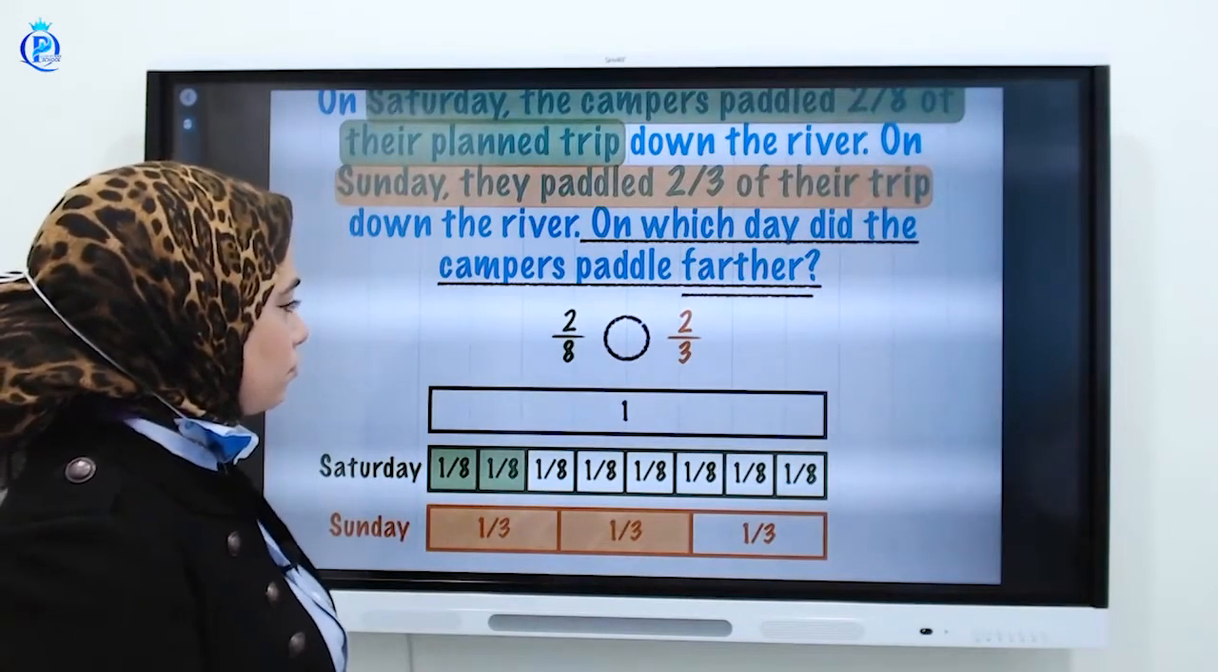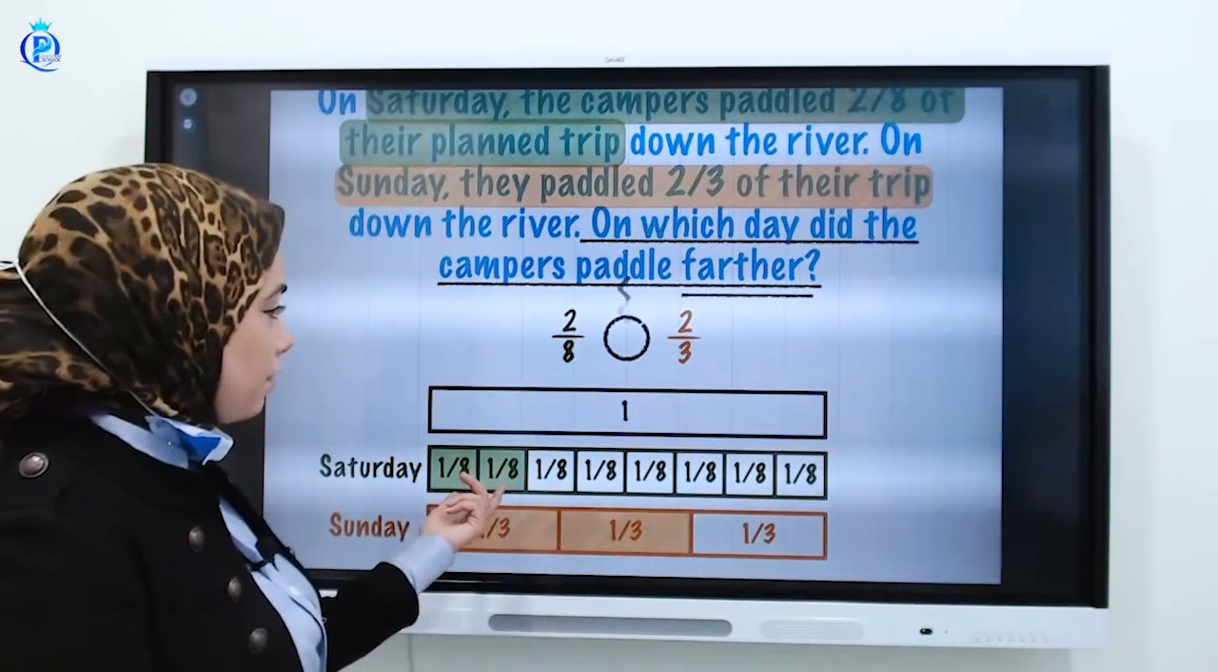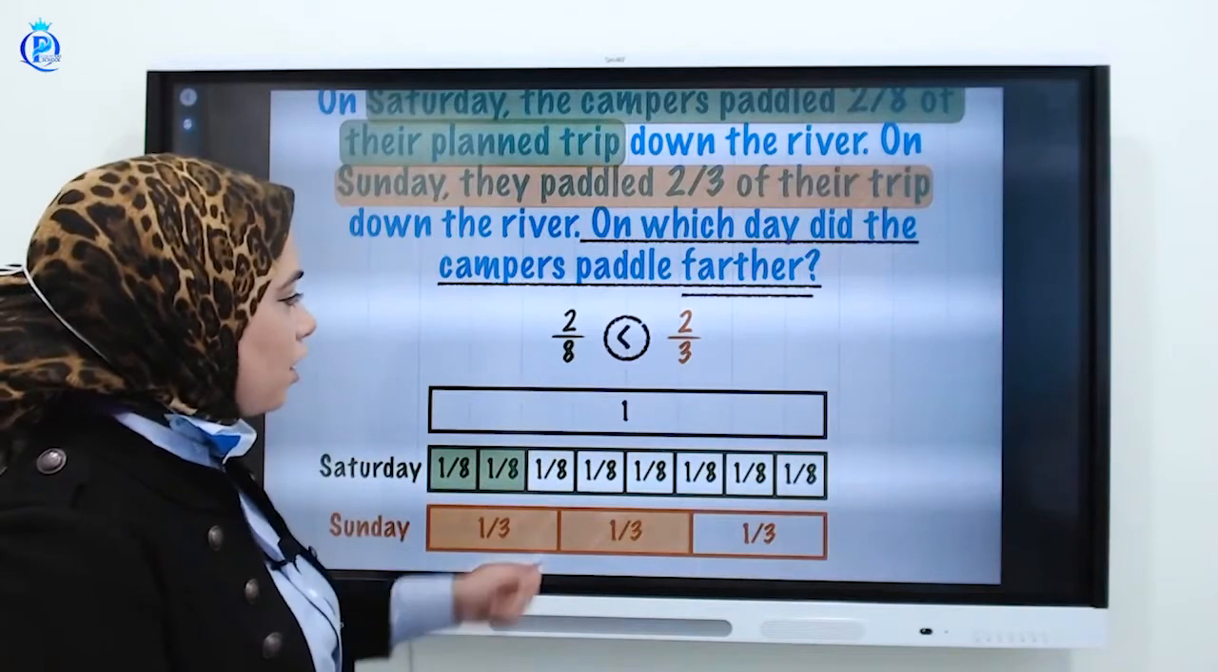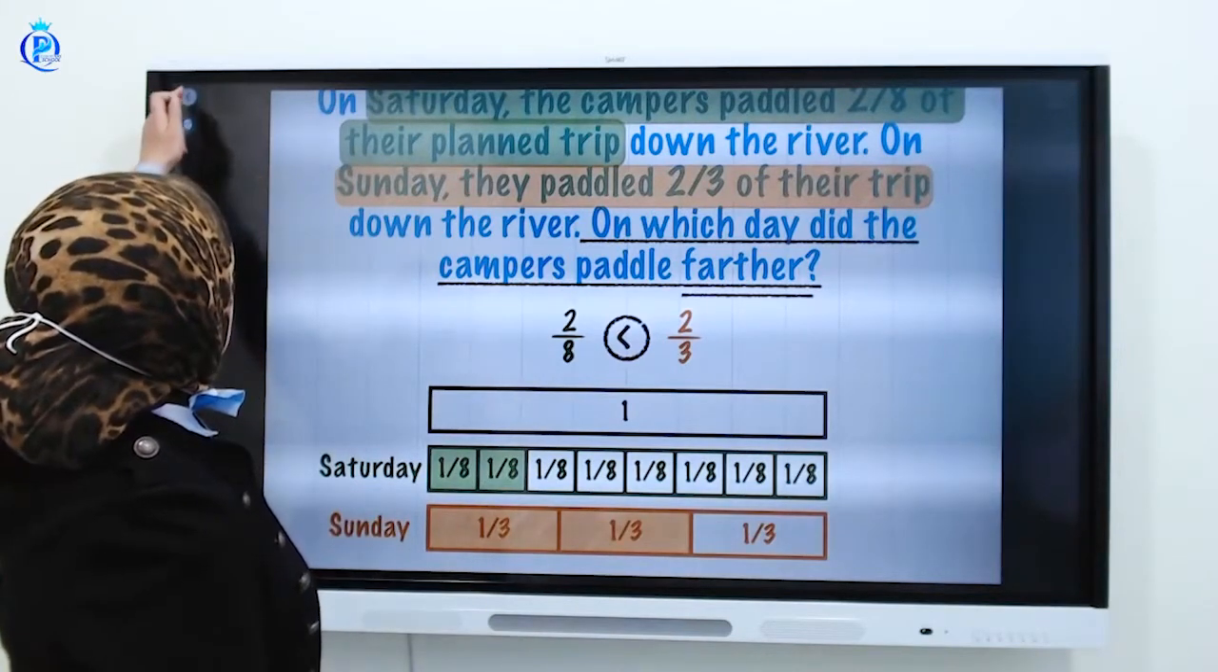I can see that 2/3 has more shaded in. So 2/3 is greater than 2/8. 2/8 is less than 2/3. Okay. And so let's take place value and 4-digit numbers.